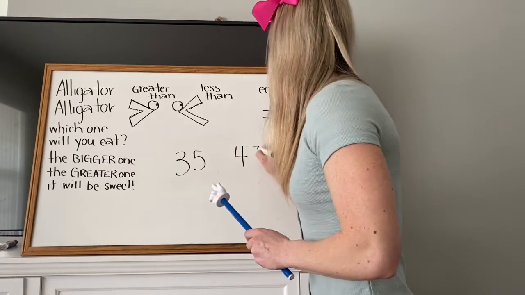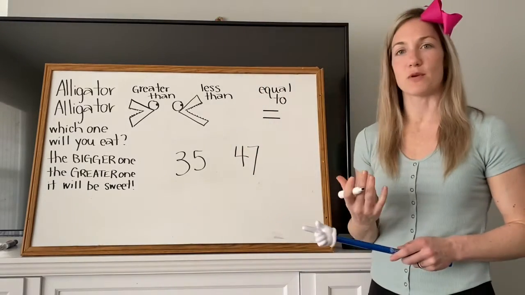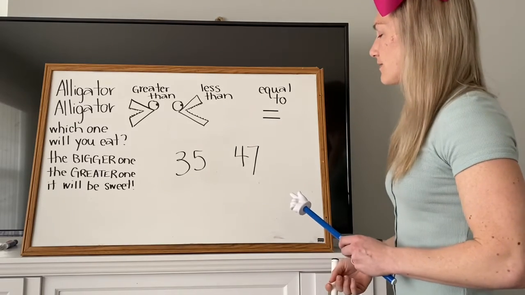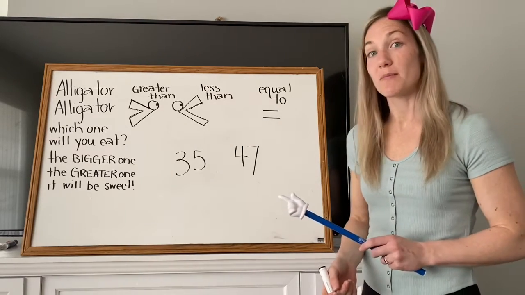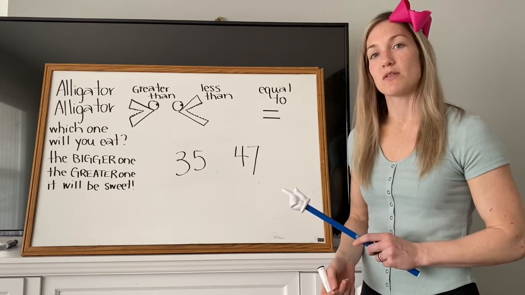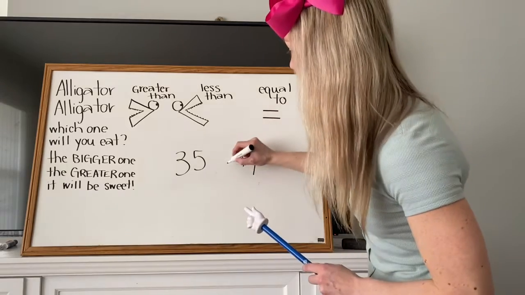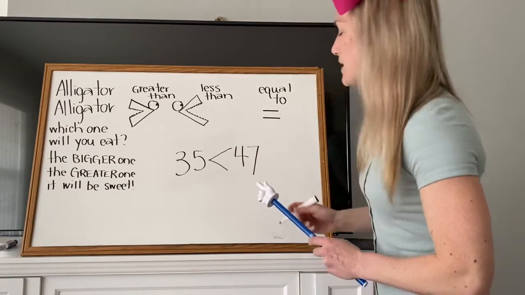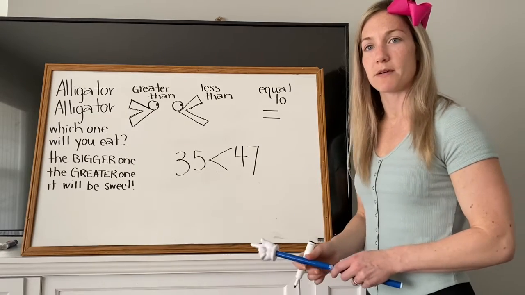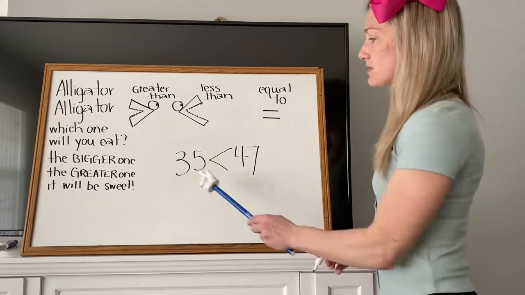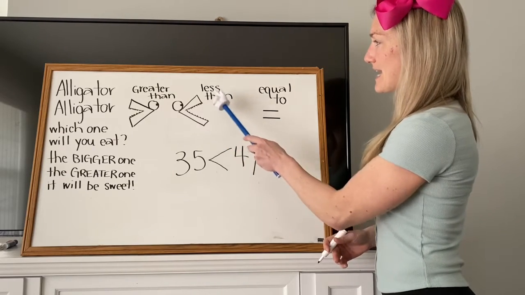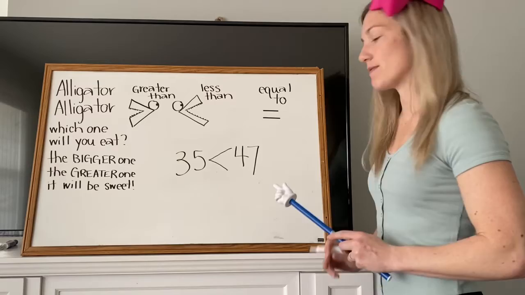This time I have 35 and 47. The first question you're going to ask yourself is which one is bigger? If I look at my hundreds chart, I'll know that 47 is bigger than 35. And again, my alligator only wants to chomp up the bigger number, so I make sure that its mouth is open towards the bigger number. And I would read it like this. 35 is less than 47.